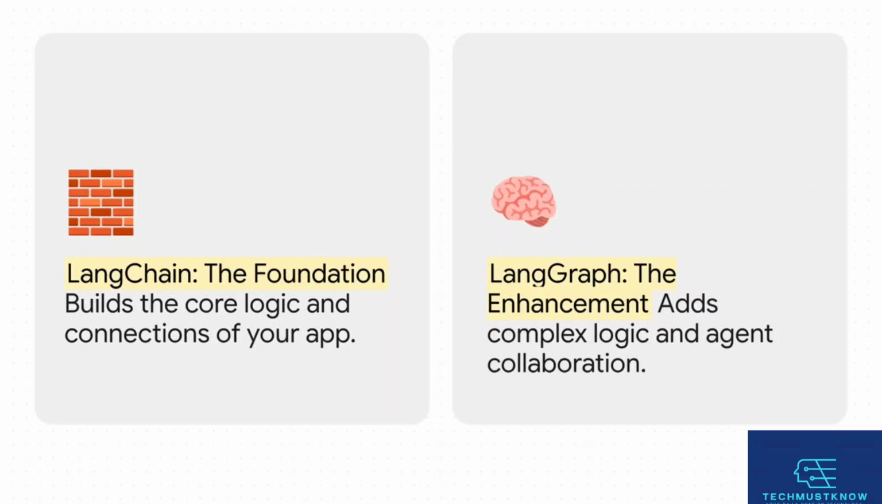So it's really important to get this straight. You don't pick between LangChain and LangGraph. You always start with LangChain. That's your foundation. Then, when you need that more complex, looping, multi-agent behavior, you enhance it with LangGraph. One is the core, and the other is the advanced brainpower you layer right on top.